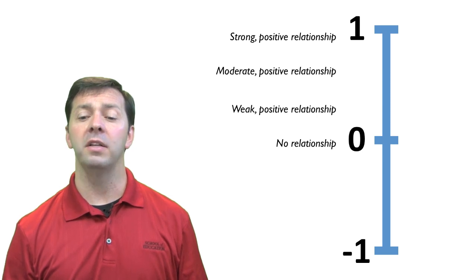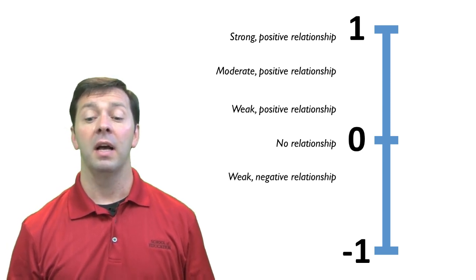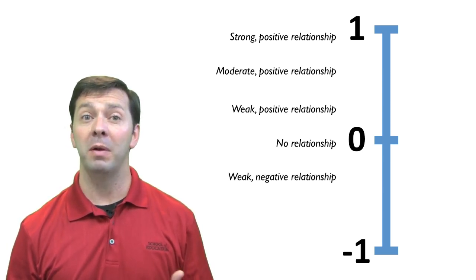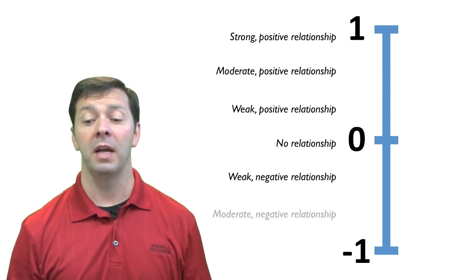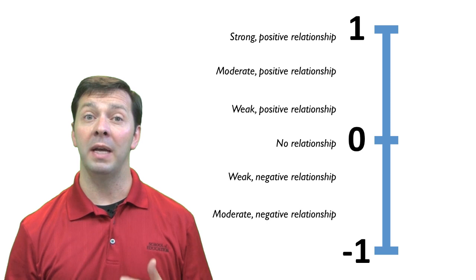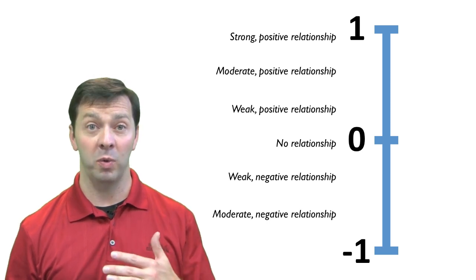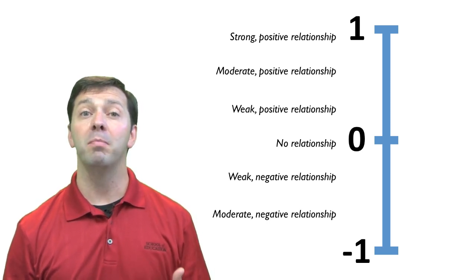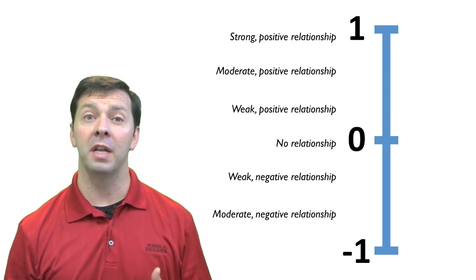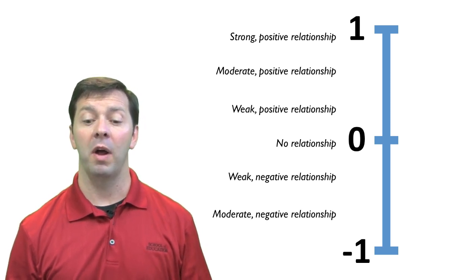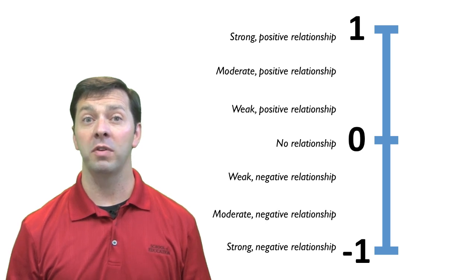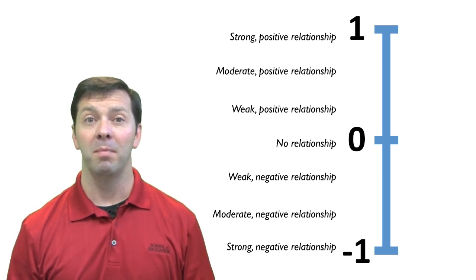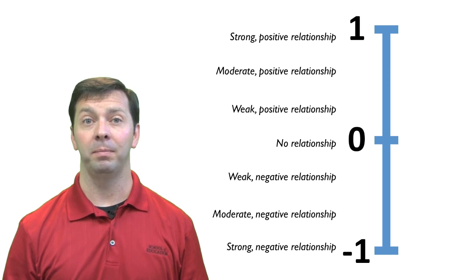If we work our way down into the negative territory, a weak negative relationship would be right there on the scale, maybe like a negative 0.2 or negative 0.3. A negative 0.6 would be a negative relationship because it's between 0 and negative 1, but it's moderate. It's a little closer to the negative 1 and it's further away from the 0. And finally, a strong negative relationship would fall on the scale somewhere like right there, maybe like a negative 0.9.